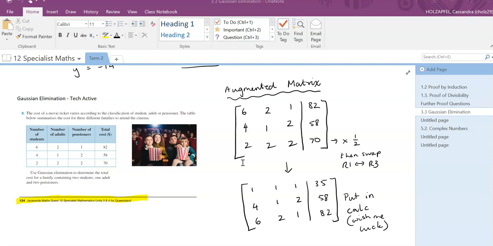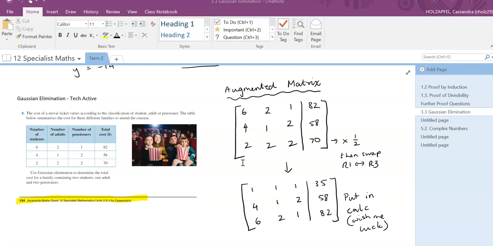This is question 9. So the cost of a movie ticket varies according to the classification of whether you're a student, adult, or pensioner, and the table below summarizes the cost for the 3 different families and the total cost as well. So the first thing that I did was I wrote this as an augmented matrix. So again, just using the coefficients there and the total cost as the value column.